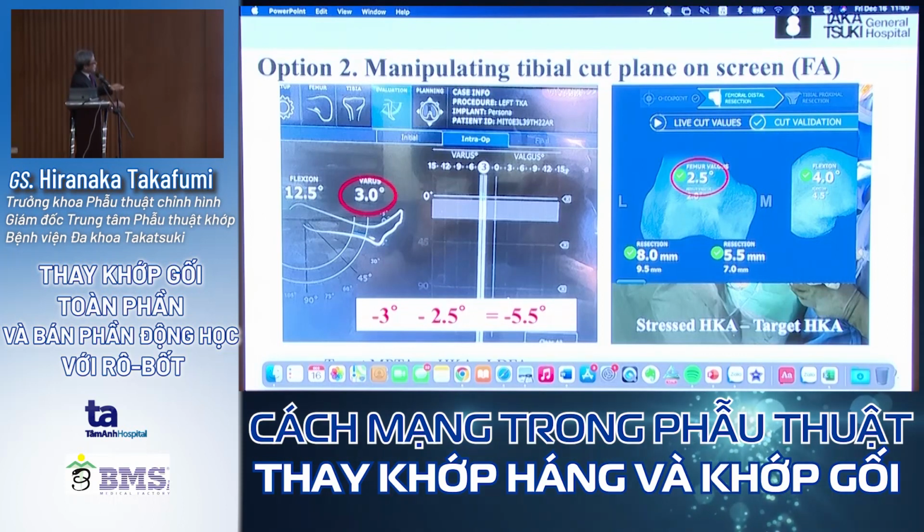So to make the total postoperative leg angle at 3 degrees varus, we need to cut 5.5 degrees in varus for the tibial side. But using my computer, the varus cutting angle should be less than 5 degrees. So I set to the 5 degrees in varus. Then we can get this target HKA postoperatively.